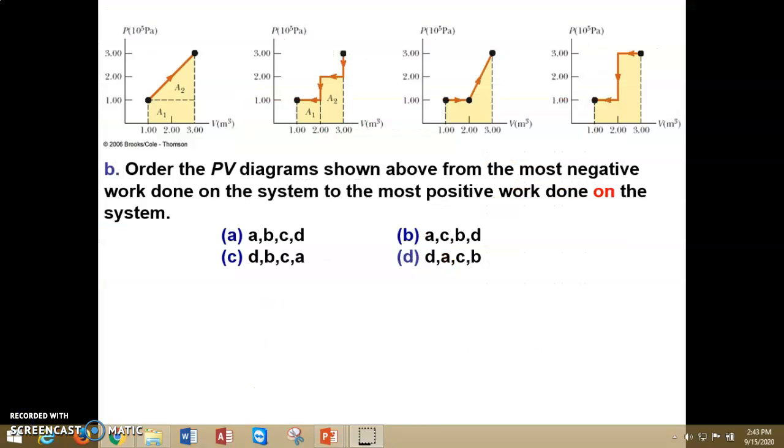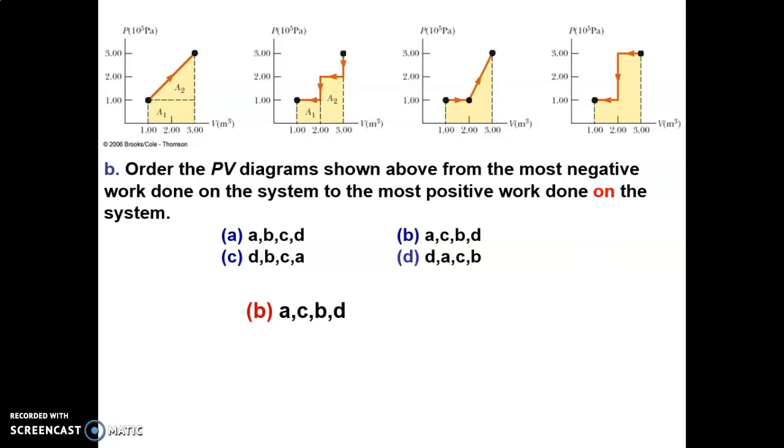Here's a cute little problem. You've got 4 PV graphs, and you're supposed to put them in order from most negative work done to the most positive work done on the system. So most negative to most positive, right? The answer would be B, A, C, D. If we go left to right, that's negative. So it looks like A and C are both negative, they go left to right, and then B and D are positive, they go right to left.